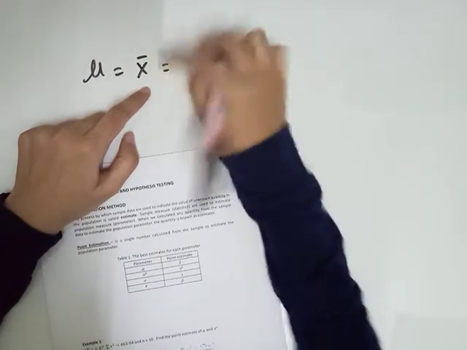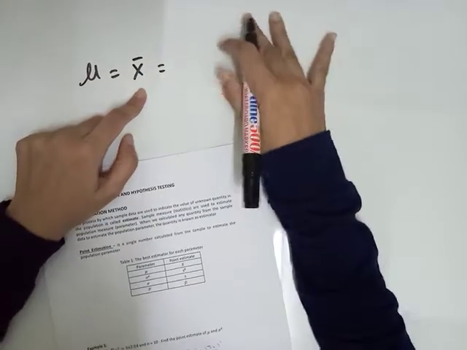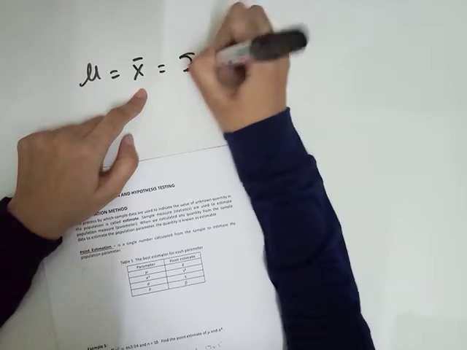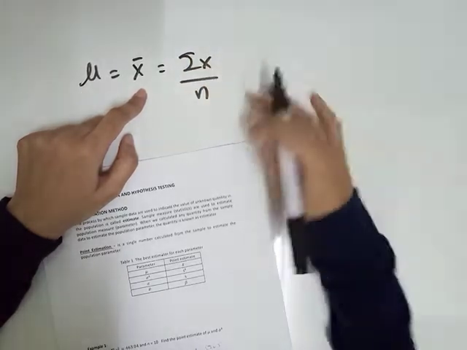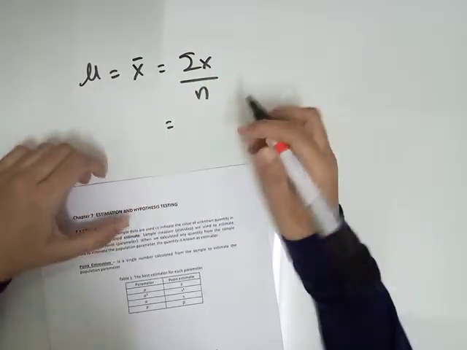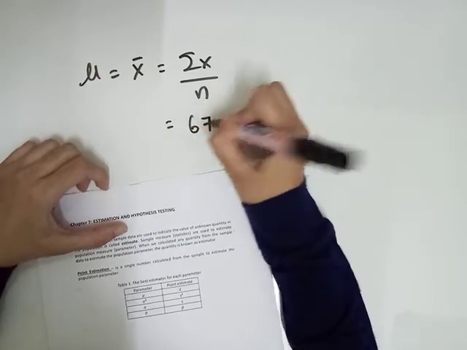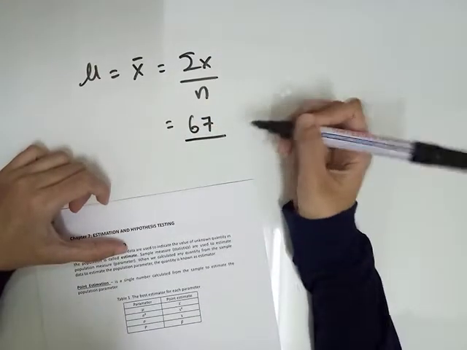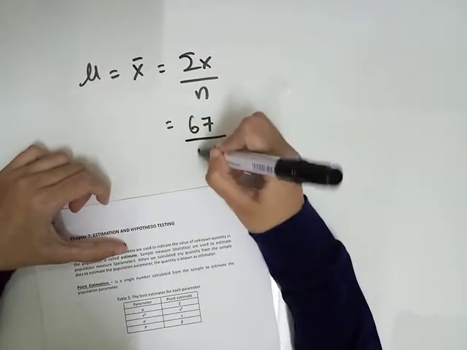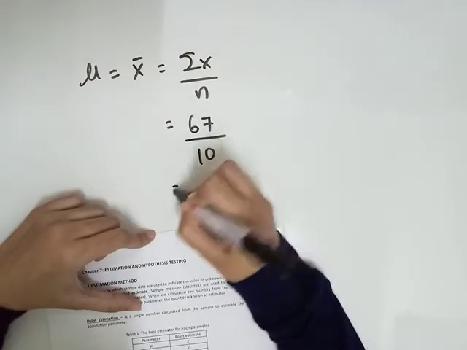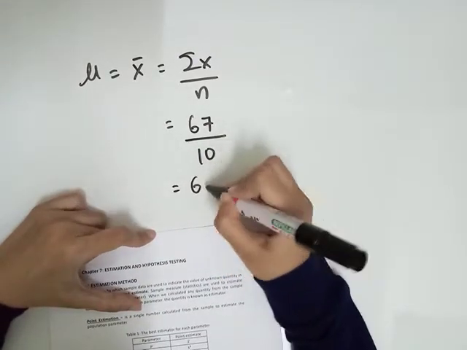So how to calculate the sample mean? By using the formula total x divided by n. We know that total x is 67, divided by the sample size, which is 10. So you can solve it, you get 6.7.